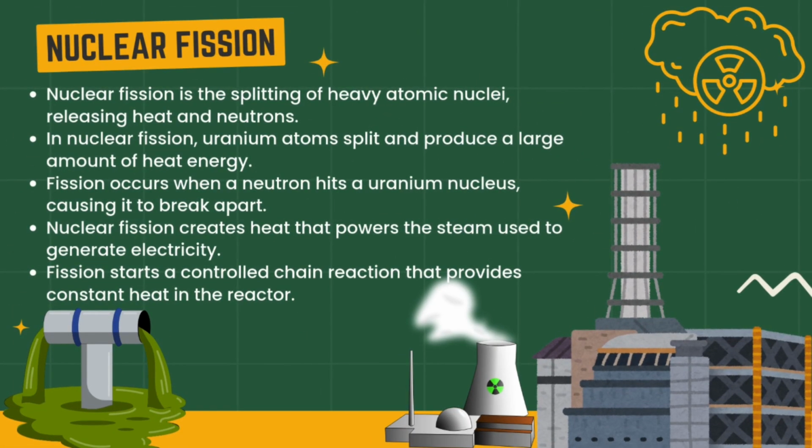What is fusion? Nuclear fusion is the splitting of heavy atomic nuclei, such as uranium. This process releases two critical elements, heat and neutrons. And the outcome? The splitting of uranium atoms produces a large amount of heat energy. Fusion is initiated by a precise event, where a neutron hits a uranium nucleus, and this impact causes the nucleus to break apart. Fusion is harnessed to provide continuous usable energy. It starts a controlled chain reaction that provides constant heat in the reactor core, and this heat powers the steam used to ultimately generate electricity.